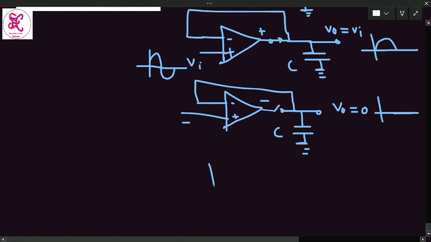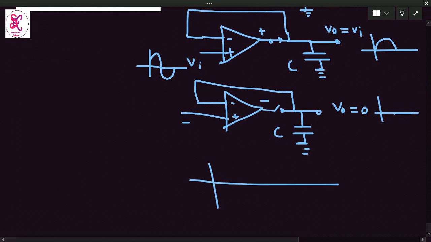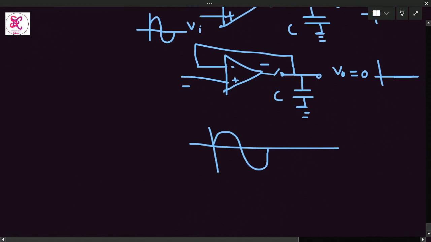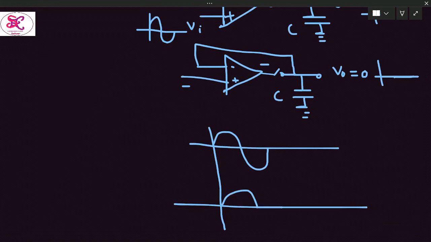Therefore, for the sinusoidal input, we are getting output during the positive half cycle only, and there is no output during the negative half cycle. For the next positive half cycle, again we are getting the positive half cycle, and during the next negative half cycle we are not getting the output. So this is like a rectifier, a half-wave rectifier. During positive we are getting the positive half cycle, during negative we are not getting any output. Output is 0. So this type of circuit is a half-wave rectifier.